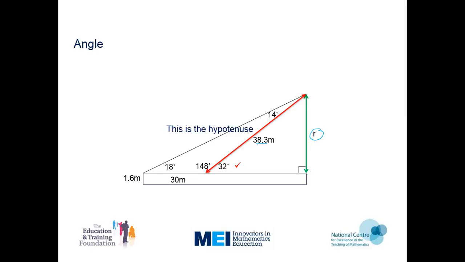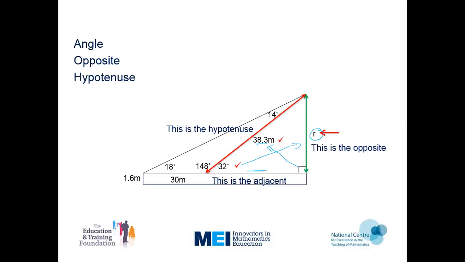Well, we know that the 38.3 is the hypotenuse. It's opposite the right angle. We know that the R is the opposite side. It's opposite the angle we're dealing with. And therefore, this third side here, this must be the adjacent. So I've got the hypotenuse. I want the opposite. I'm going to use SOHCAHTOA here. And I have the hypotenuse. I want the opposite. So I'm going to use sine is opposite over hypotenuse.